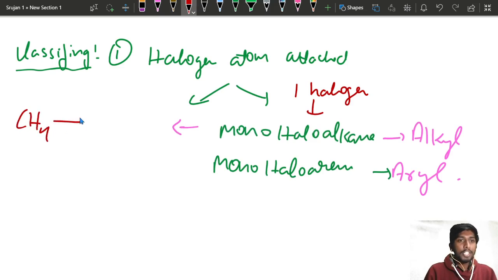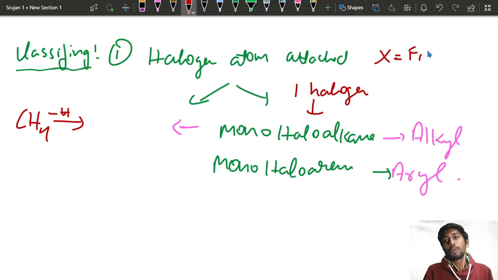Okay, you can take a methane, just remove one hydrogen atom and replace that with one chlorine atom, or any halogen atom. So I'll just represent the X as a halogen atom. X can be fluorine, chlorine, bromine, and iodine. It can be anything, like fluorine, chlorine, bromine, and iodine itself.